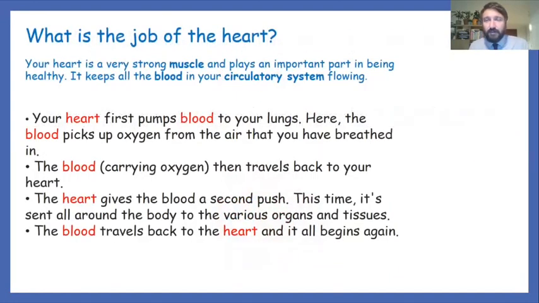Okay, so what is the job of the heart? Now, like we just discussed, the heart is a very strong muscle and plays a huge part in you being healthy. It keeps blood in your circulatory system flowing. Now, your heart first pumps the blood to your lungs. Here, the blood picks up oxygen from the air that you have breathed in. The blood carrying the oxygen then travels back to your heart. The heart then gives the blood a second push. Now, this time it's sent all around your body to the various organs and tissues. Then finally, the blood travels back to the heart, and so it begins.